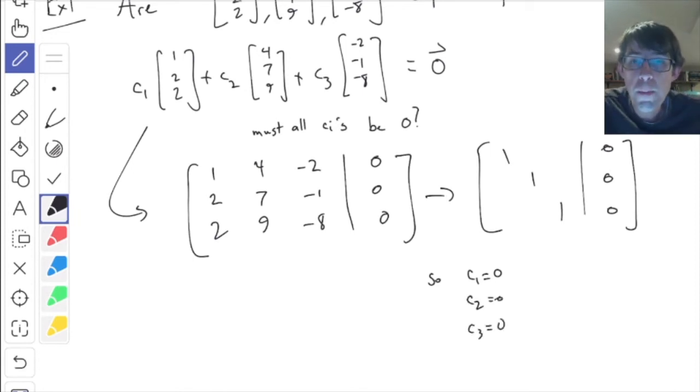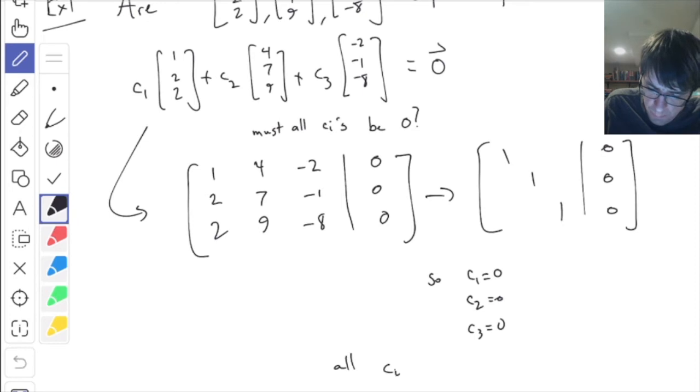So as far as the question, must all the CIs be 0? The answer is yes. All the CIs must be 0, which means it is independent. That's what independent means. So all CIs are 0. So it's independent.